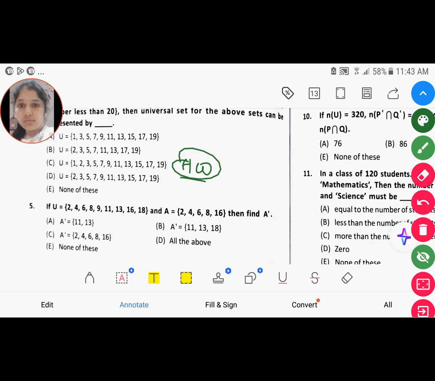Now the universal set is given: 2, 4, 6, 8, 9, 11, 13, 16, 18. 2, 4, 6, 8, 16 is set A. A complement is asked. So the elements which are there in set A, you should never take, and make the set with the elements which are not there in A. So A complement contains 9, 11, 13 and 18. So find where is such an option. 9, 11, 13 and 18.